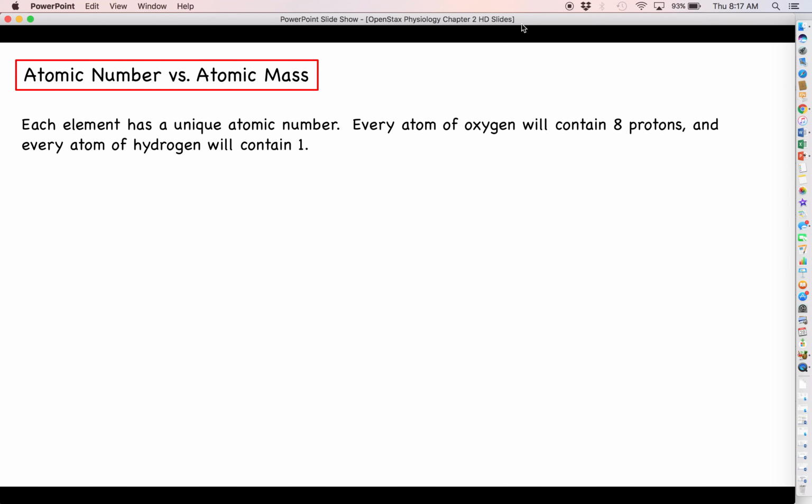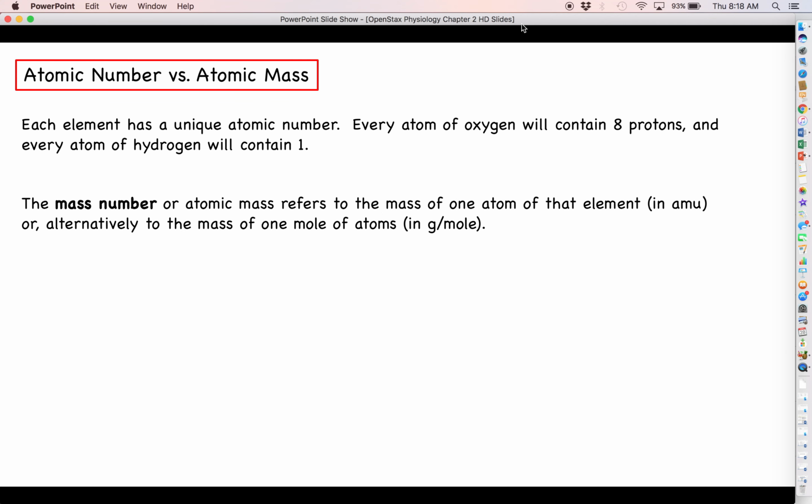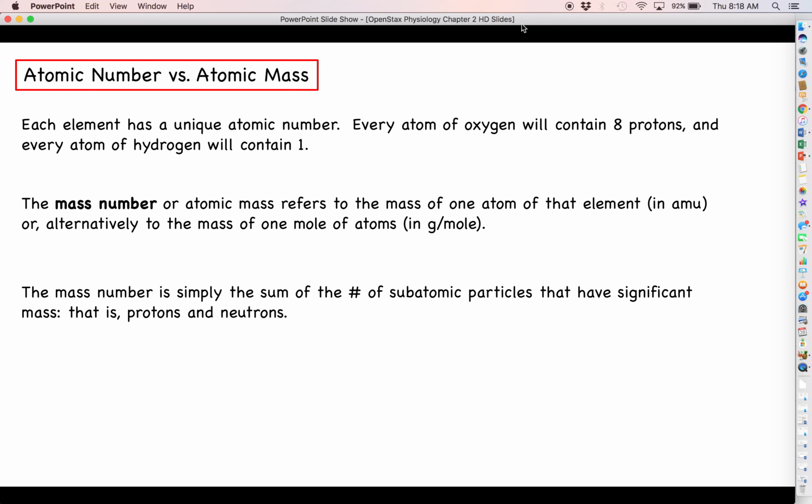Like I was saying, each element has its own unique atomic number that no other element in the periodic table is going to share with it. Every atom of oxygen will contain 8 protons, and every atom of hydrogen will contain 1. But a separate issue is what is called the mass number, or atomic mass, of the element. The mass number refers to, for one atom of that element, or 1 mole of that element, how much does that atom or that mole weigh? How much mass does it actually have?